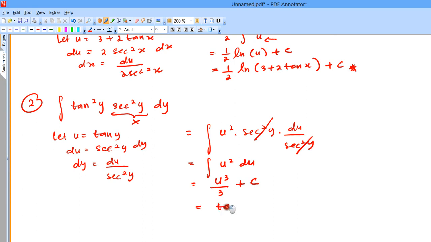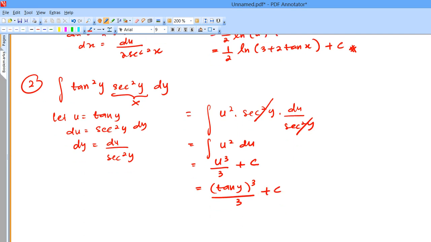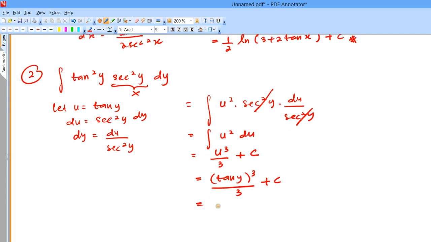You can write it as tangent y cube over 3 plus c, or you can write tangent cube y over 3 plus c.